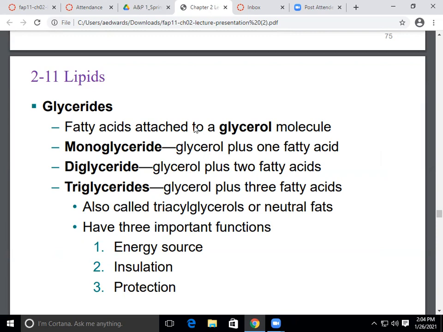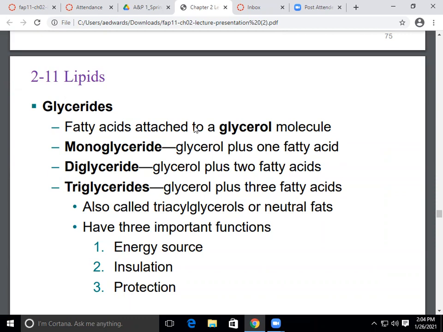All right, the glycerides. This is a compound where you take a glycerol molecule, which we'll show you in a minute, and then you attach fatty acids on top of it. Now, if it's glycerol and one fatty acid, it's a monoglyceride. If glycerol and two fatty acids, it's a diglyceride. Glycerol and three fatty acids, it's a what? Triglyceride. And the triglycerides have other names. Sometimes you'll see neutral fats, sometimes you'll see triacylglycerols.